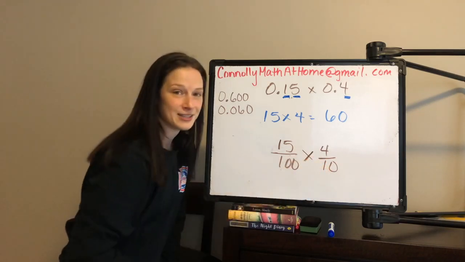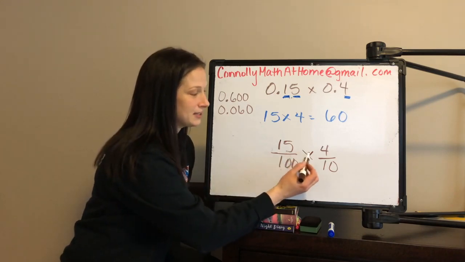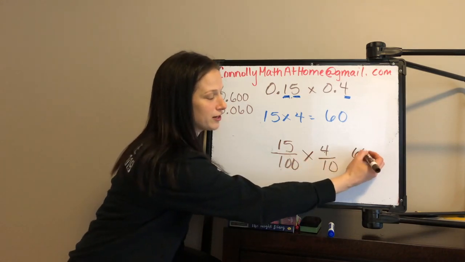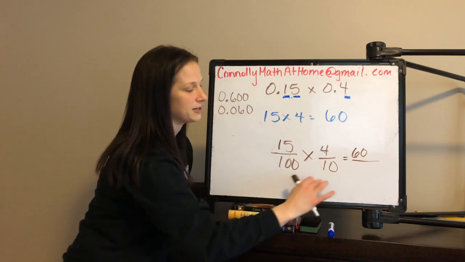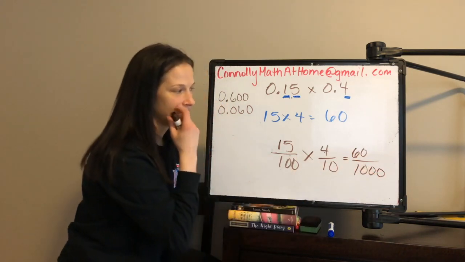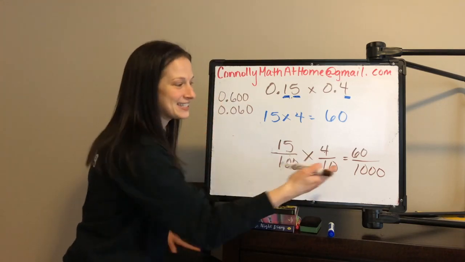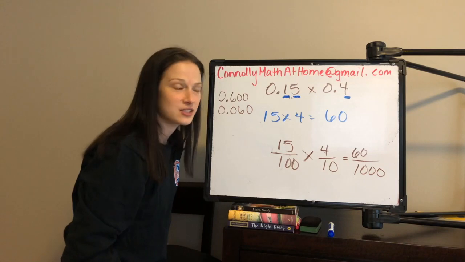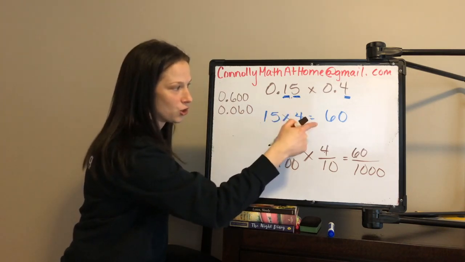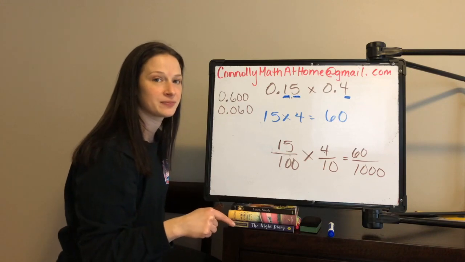So let's figure it out. What's the correct answer here? 15 times 4, numerator times numerator, is 60. Denominator times denominator, 100 times 10, is 1,000. So which one of these says 60 thousandths? Which one of these shows that 60 got 1,000 times smaller?